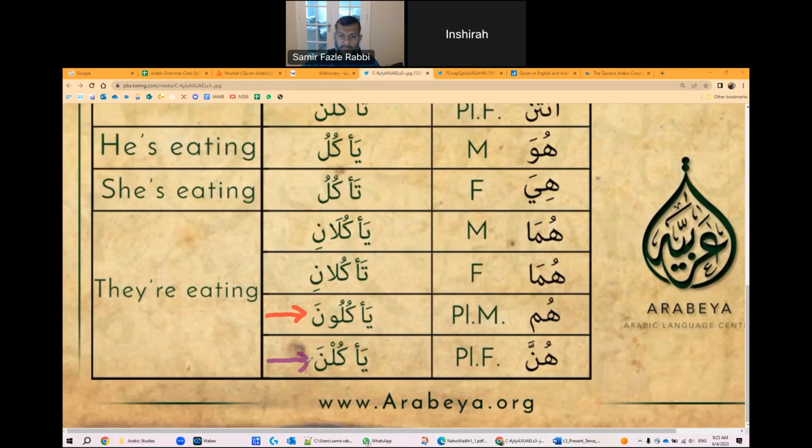Yakunna. Do you see two arrows? No, I just see one arrow. Oh, maybe I need to scroll down. Okay, I needed to scroll down, sorry. I was looking at two different things before. Okay, so basically the difference between the red arrow and the purple arrow is yakulun and yakunna. And that's for three males versus three females. Right? Yes.